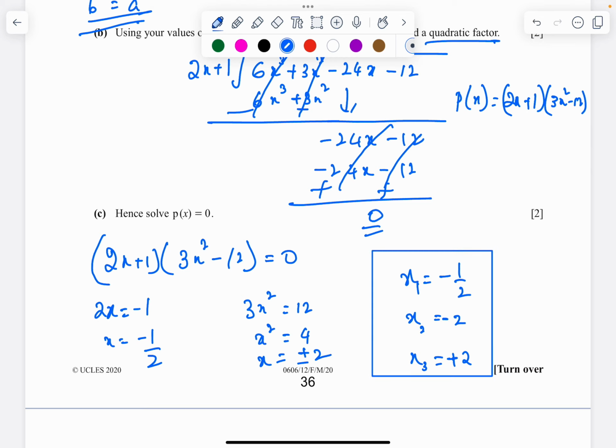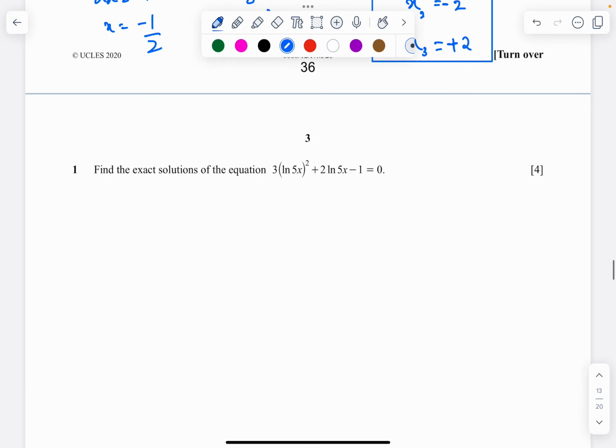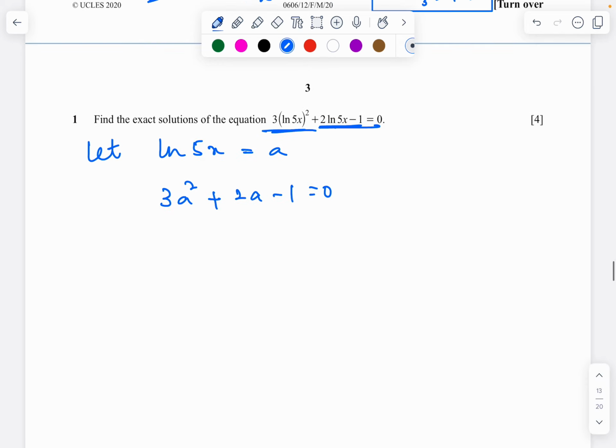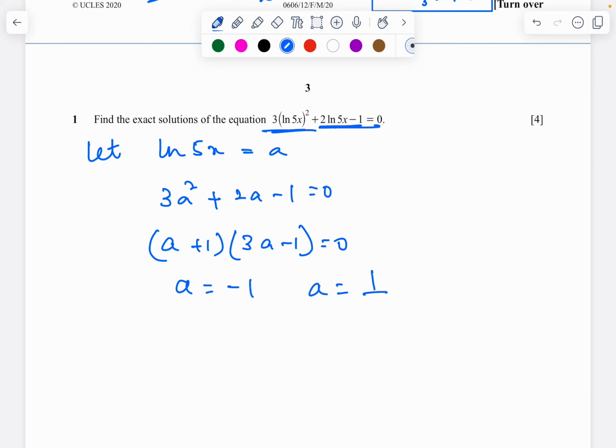Yeah, three values of x. Next question, find the exact solutions of the equation. Whenever you have something like this, let ln 5x equal to a. So this gives me 3a squared plus 2a minus 1 equal to 0. Then when you factorize, you will get (a + 1)(3a - 1) = 0, so a equals negative 1, or a equals 1 over 3.